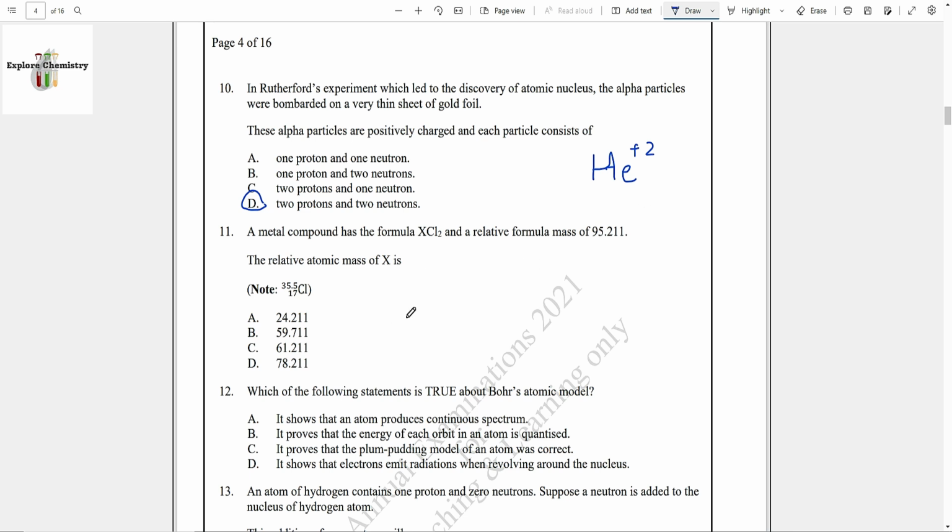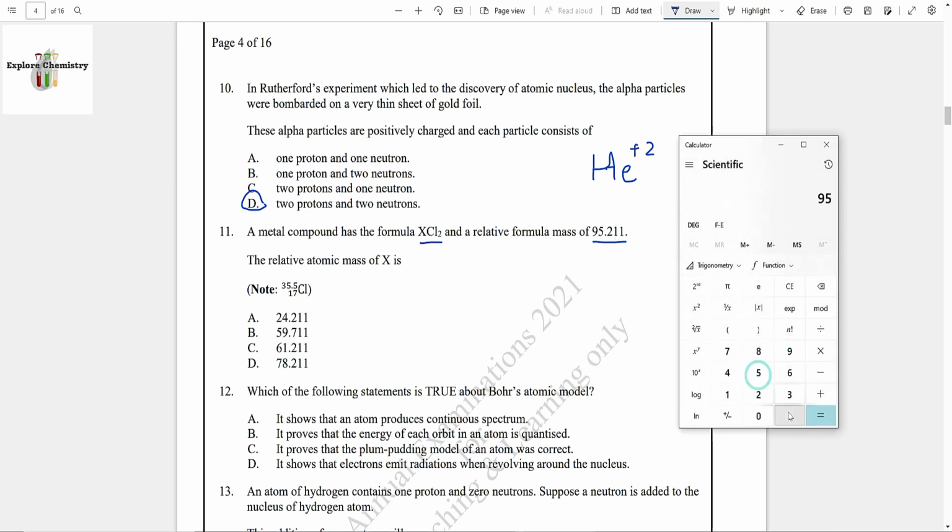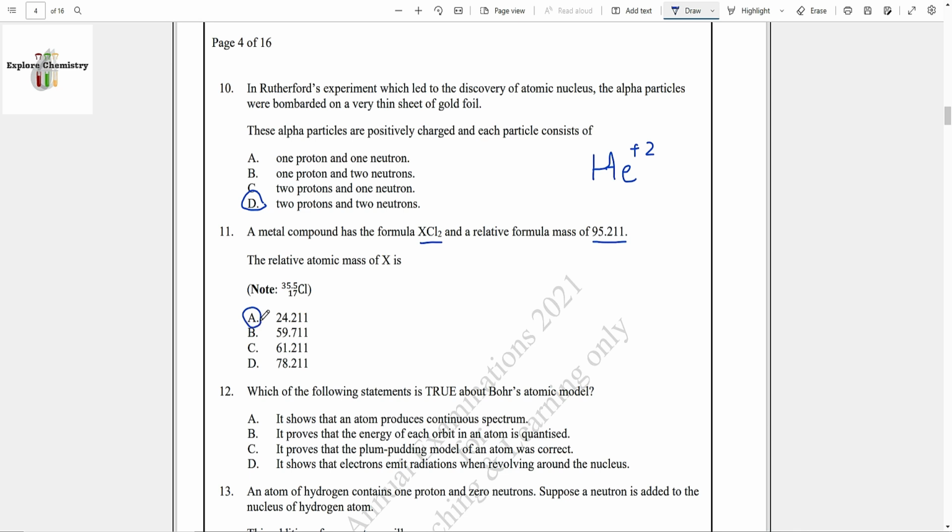Number 11. A metal compound has the formula XCl2 and relative formula mass is 95.211. The relative atomic mass of X is? Now this mass contains 2 chlorine atoms' mass. If you subtract the chlorine atoms' mass, you will get the mass of X. That is, 95.211 minus 35.5, one chlorine atom mass, minus 35.5, another chlorine atom mass, you will get 24.21. So option A is the answer.